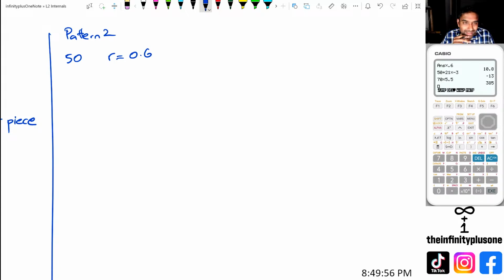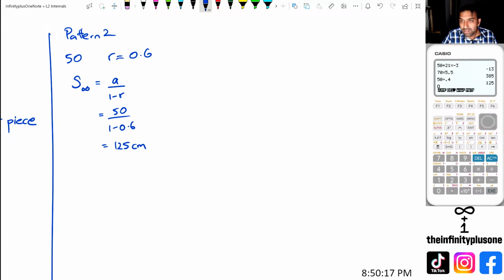All right, so we're going to do sum of infinity in this case. So when we do sum of infinity, we have a divided by 1 minus r. So we're going to get 50 divided by 1 minus 0.6. So that's pretty much 50 divided by 0.4.